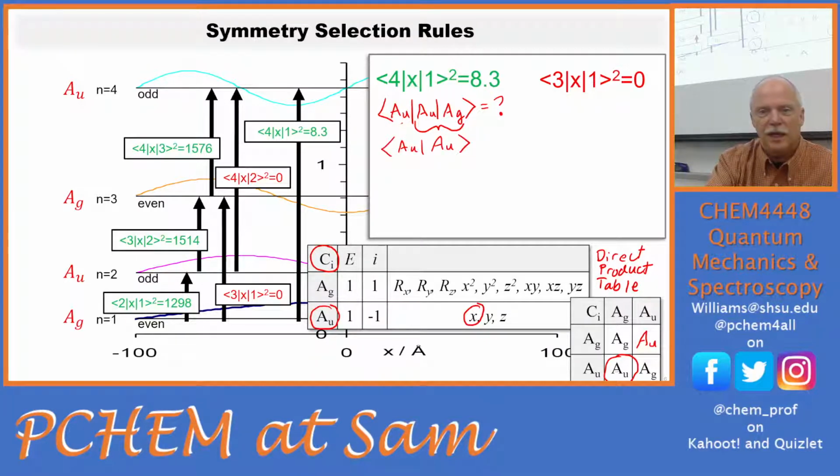And so we can bring this AU down, and now we have another product. We have two AU functions. So AU times AU, we come over here to our table, and we find where those intersect, and it's AG.